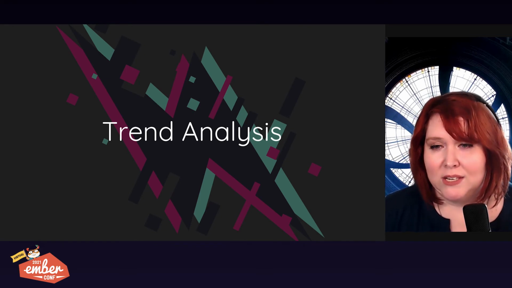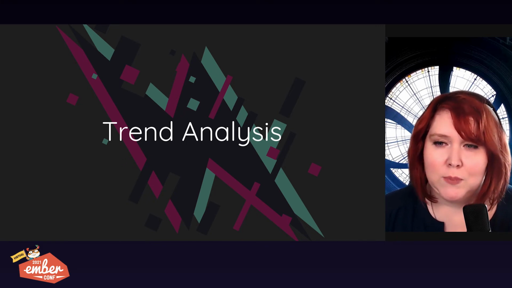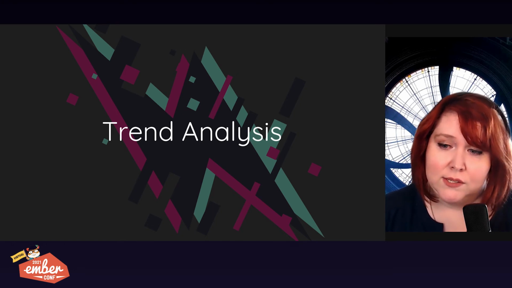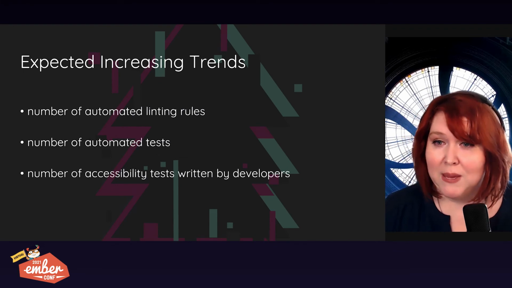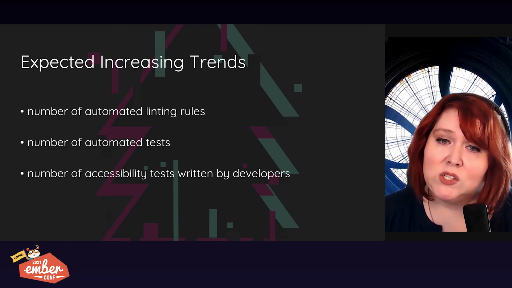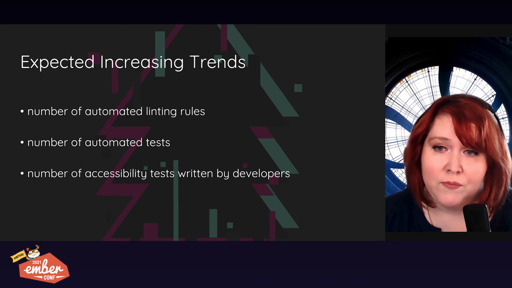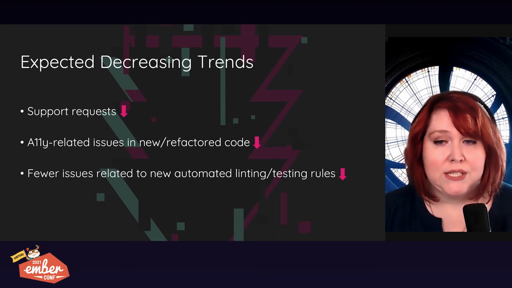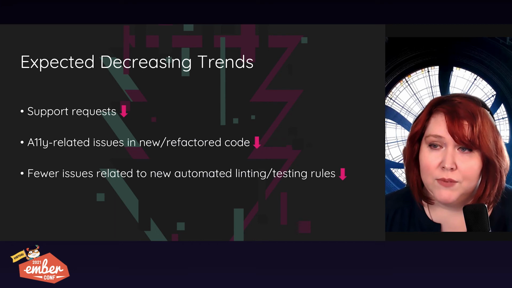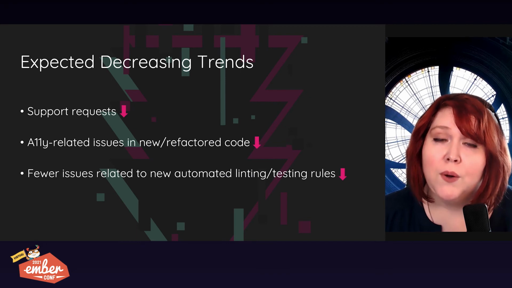So I've given us some essential metrics to track, but what sorts of things are we hoping to learn? What impact do we expect to have? We should expect at a minimum to see some trends as a result of the actions we take. We can expect, for example, to see an increase in the number of automated linting rules and tests, since we have a better way to identify specific potential violations. We can also expect to see a decrease in some things: a decrease in support requests, in accessibility issues in new code, and fewer issues in code that has the new automation applied.